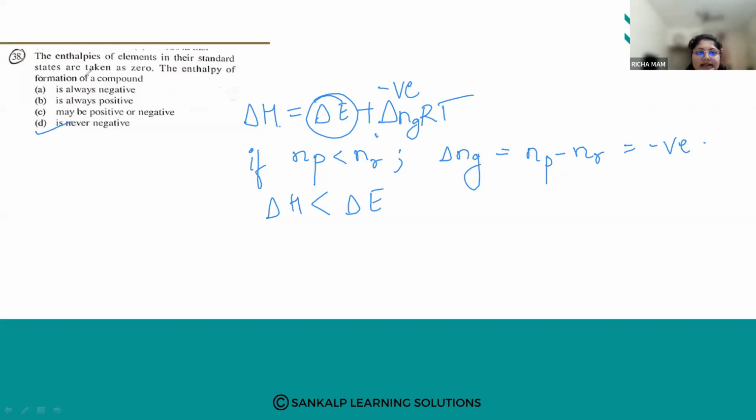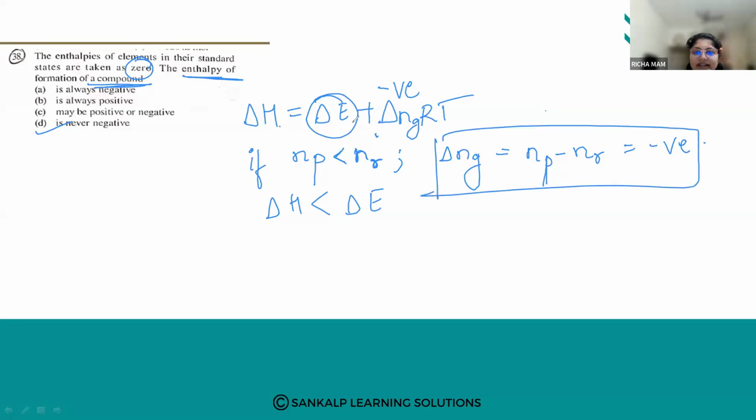So the enthalpies of elements in their standard states are taken as zero. When you are forming a compound, reactants give you the product, so the number of moles of product should be less than the number of moles of reactant. So the change in the number of moles of gas is the number of moles of product minus the number of moles of reactant. If this is negative, your delta H should be less than your delta E. So it is never negative. The enthalpy of formation of a compound will never be negative. So yes, option number D is the answer.